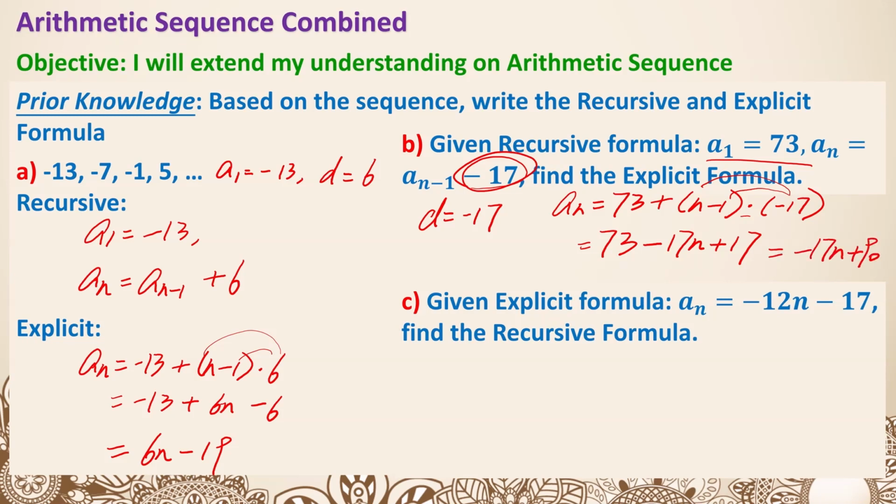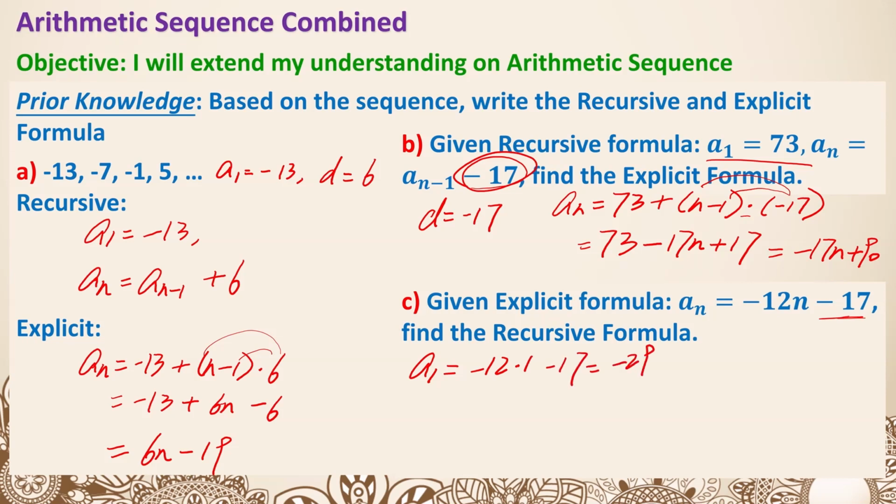There you go. Next, given the explicit formula, it's asking to find the recursive formula. So first, we need to find the first term. And this, again, is not the first term. That's not a sub 1. That's actually a sub 0. So we do need to plug in 1. So negative 12 times 1 minus 17, which is negative 29.